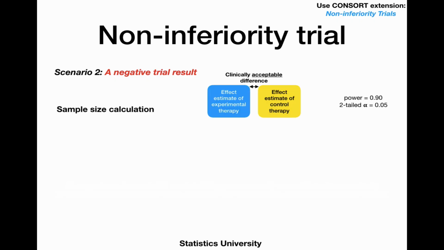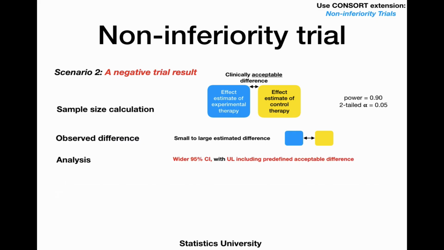Now, let's look at scenario 2, a negative trial result. We start again with the same sample size calculation stating the clinically acceptable difference, but now we observe a small to relatively large estimated difference between the therapy efficacies. And in the analysis, we get a wider 95% confidence interval with the upper limit including the predefined acceptable difference, which means that the difference in treatment efficacy can be larger than the acceptable difference. And the interpretation is that there may be a difference exceeding the clinically acceptable range, and thus we cannot demonstrate non-inferiority in the study.